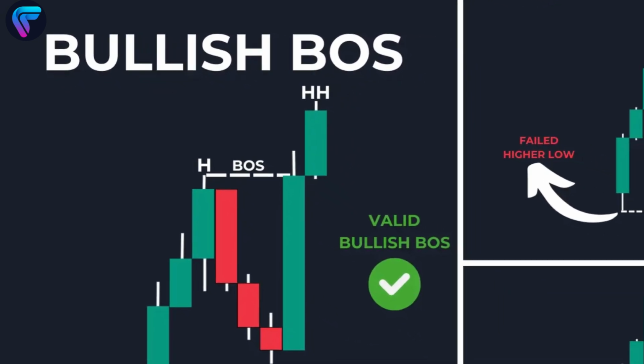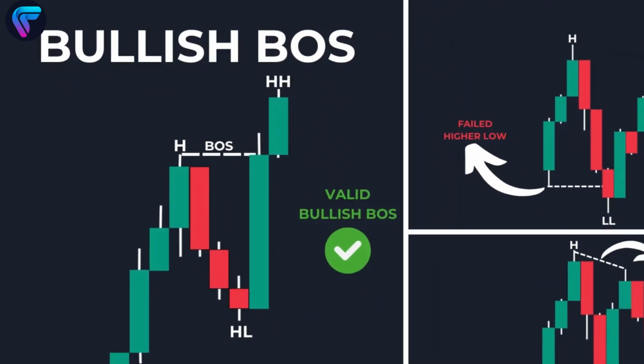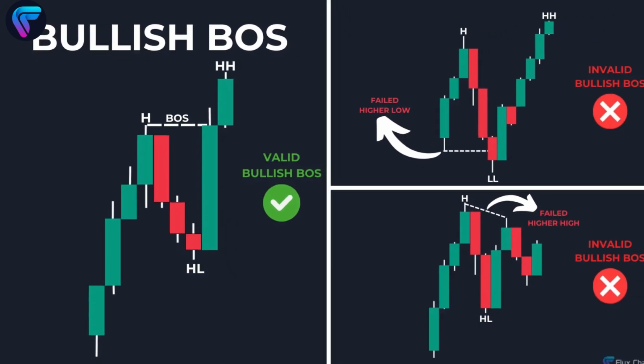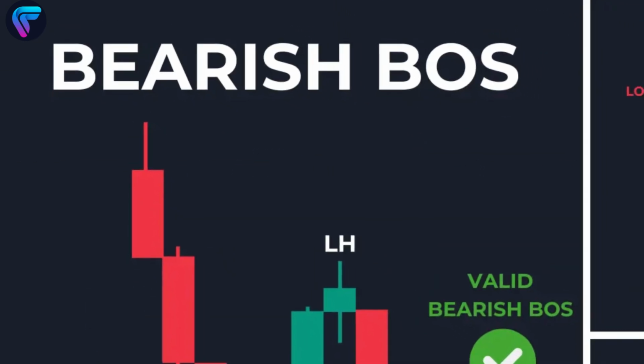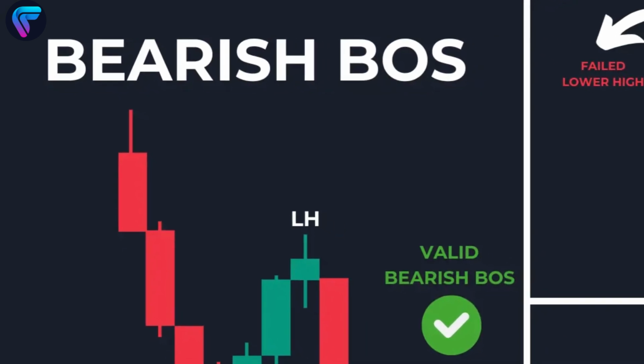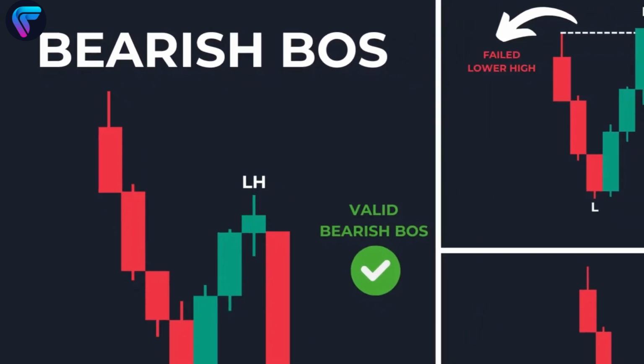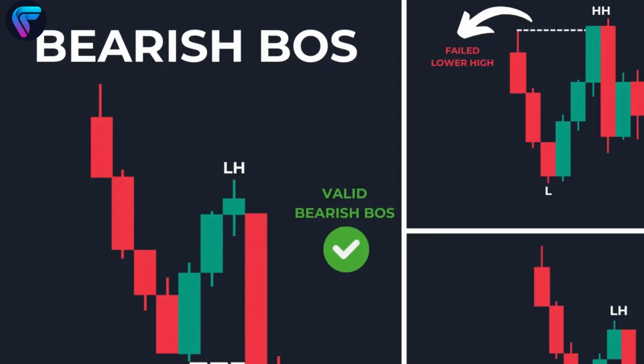It's as if the price is climbing a staircase and has reached a new higher step, indicating the uptrend will likely persist. Conversely, a bearish break of a structure happens when the price drops below a previous low. It's akin to the price descending a staircase and creating a new lower step, suggesting a continued downtrend.